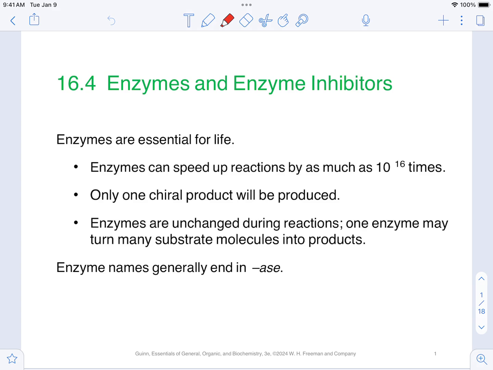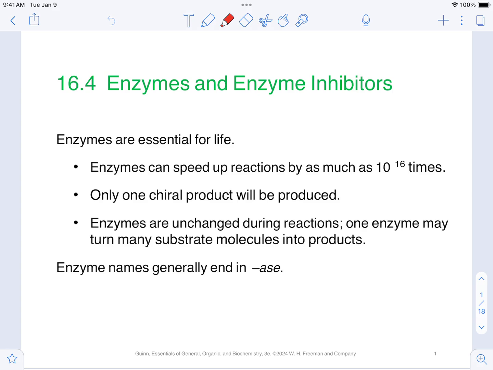Only one chiral product will be produced as a result with your enzymes. And your enzymes do not change during the reaction. After the process is complete, they will just look for another, what's called a substrate, to do the same thing again. So one enzyme is good for many different substrates.